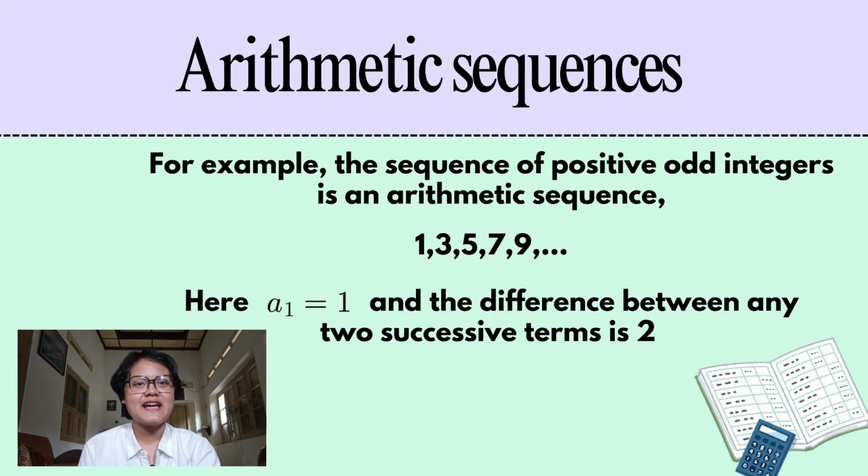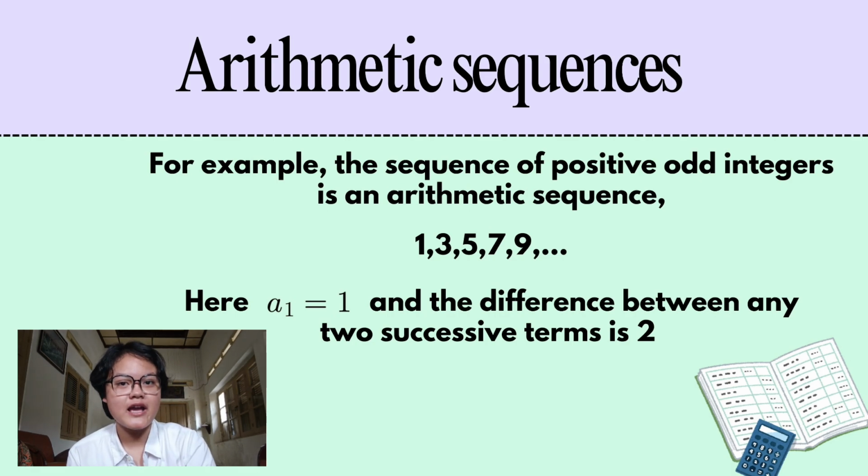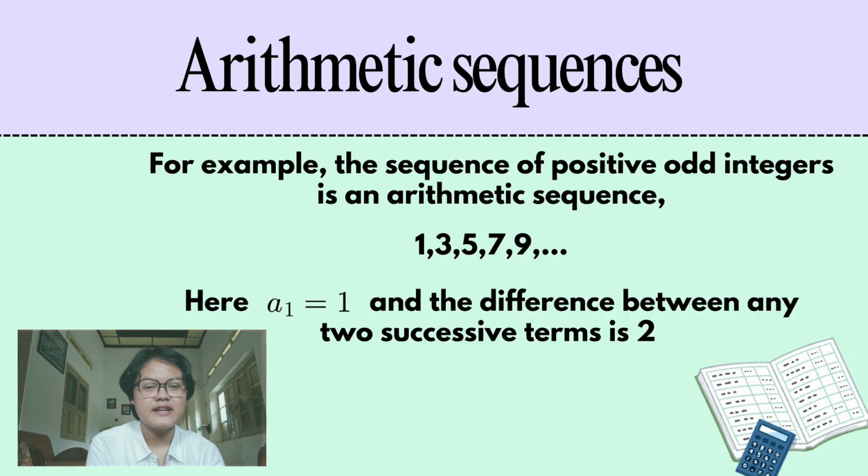For example, the sequence of positive odd integers is an arithmetic sequence. We have 1, 3, 5, 7, 9, and so on. Here, a sub 1 is equal to 1, and the difference between any two successive terms is 2. You can see that, guys. We have 1, 3, 5, 7, 9, etc.